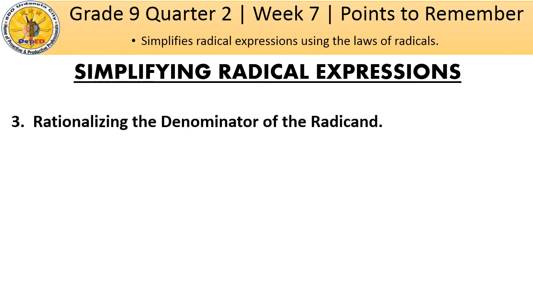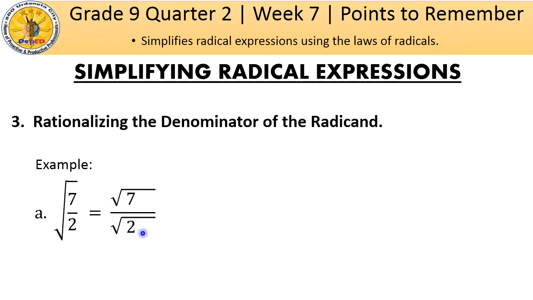Last, rationalizing the denominator of the radicand. In this process, we are going to remove the radical sign in the denominator. Example, this can be written as square root of 7 over square root of 2. As you can see here, may radical sign ang ating denominator. Paano natin ito tatanggalin? Multiply the denominator by itself, which is 2. If we multiply 2 in denominator, we multiply 2 also in numerator.